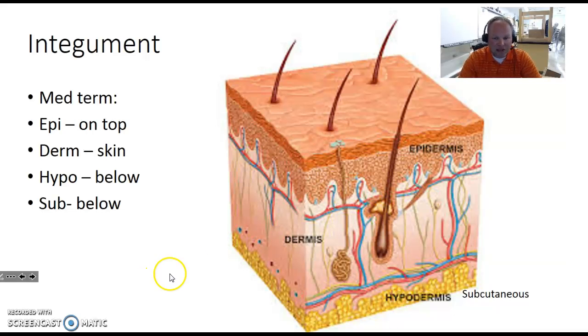So if we look at our integumentary system, it's made up of 3 layers. We have our top layer called the epidermis. We have our middle layer called the dermis, and we have our bottom layer called the hypodermis, or subcutaneous. It goes by 2 words.